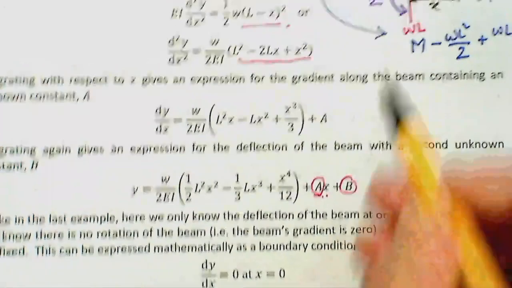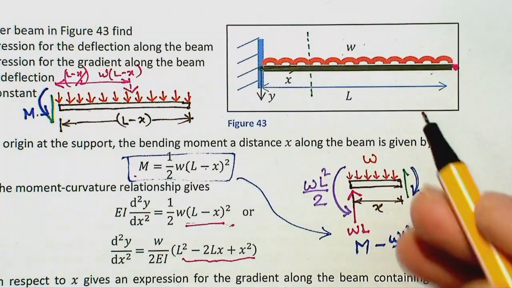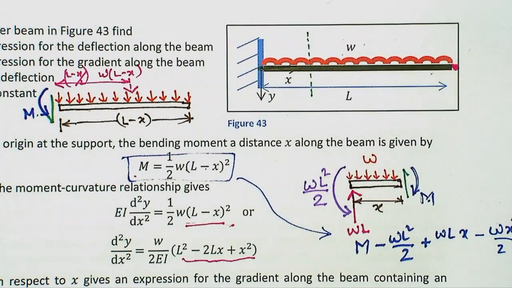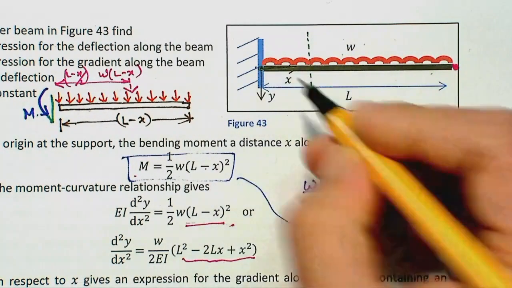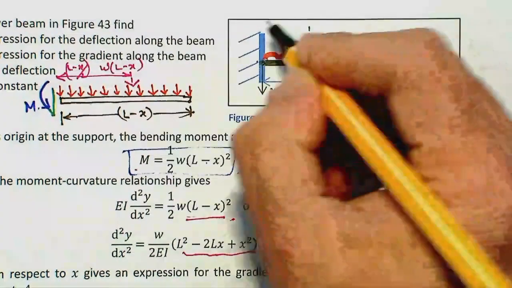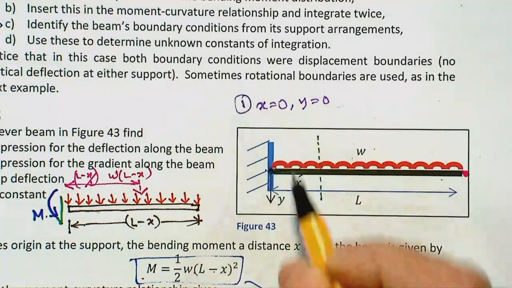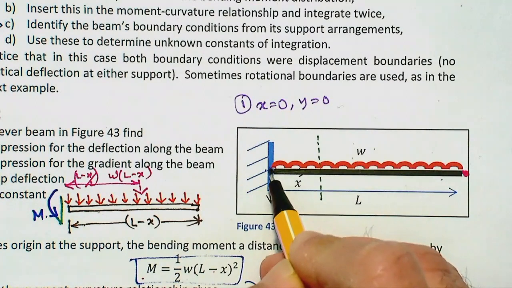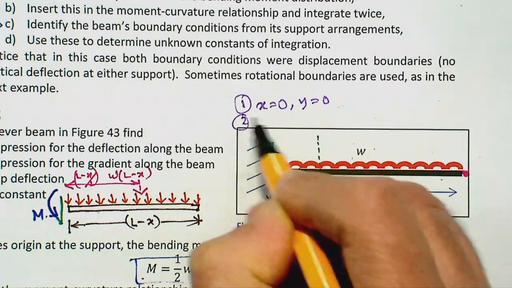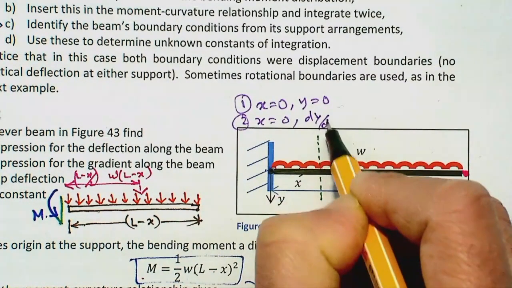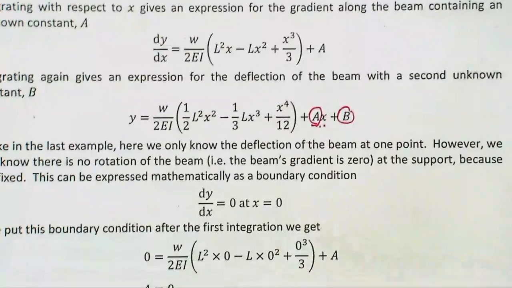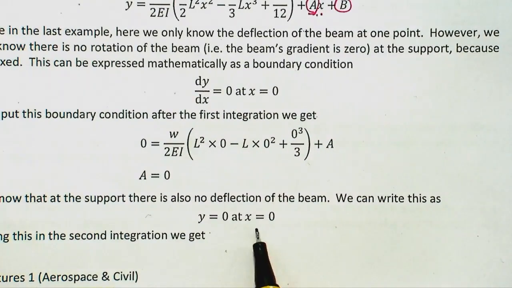You find these from the known conditions of your beam. So what are the known conditions? The two known conditions for this beam are that at x equal to 0, which is at this point, y equal to 0. That is one known condition. And the second known condition at this point is that the slope is 0. So at x equal to 0, dy/dx equal to 0. You use those expressions: dy/dx equal to 0 at x equal to 0 will give you A equals 0. And we know also at the support there is no deflection, so y equal to 0 at x equal to 0.